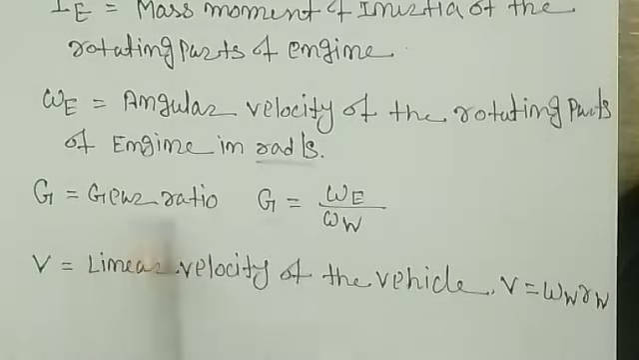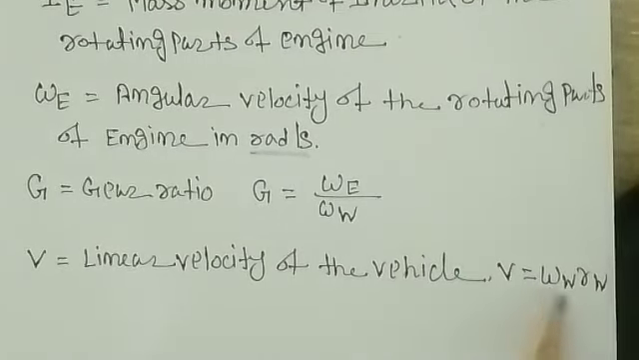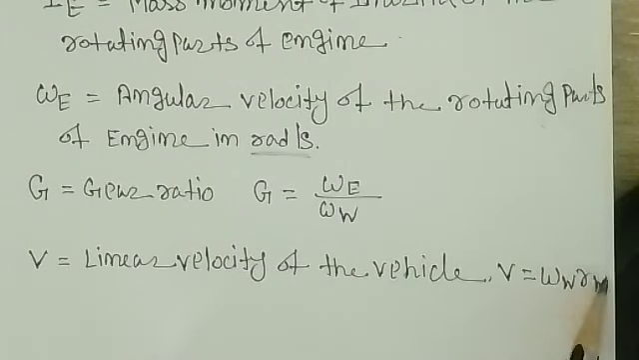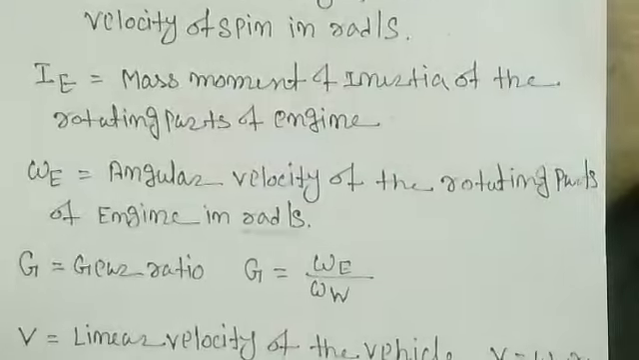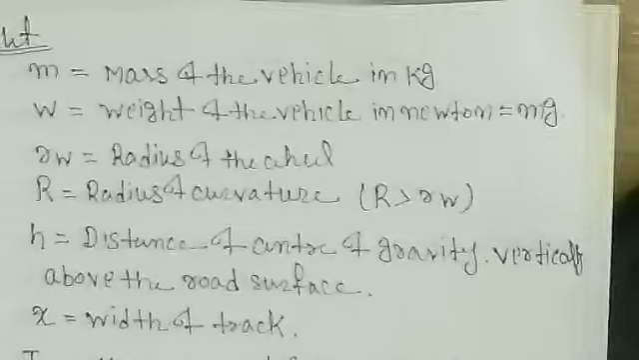Now V is the linear velocity of the vehicle. V is equal to omega W into RW, that means the angular velocity of the wheel into the radius of the wheel. Right. So these are the nomenclature. You pause the video and write this down.